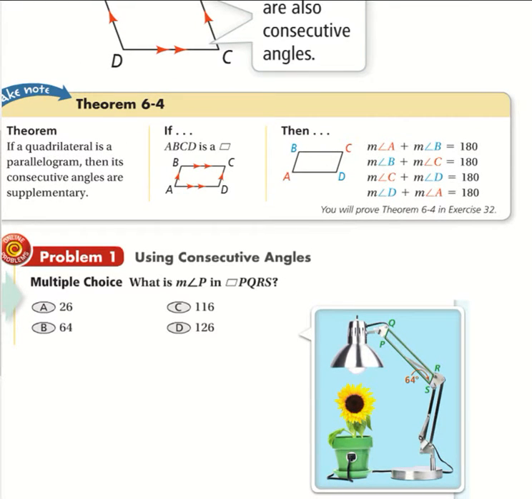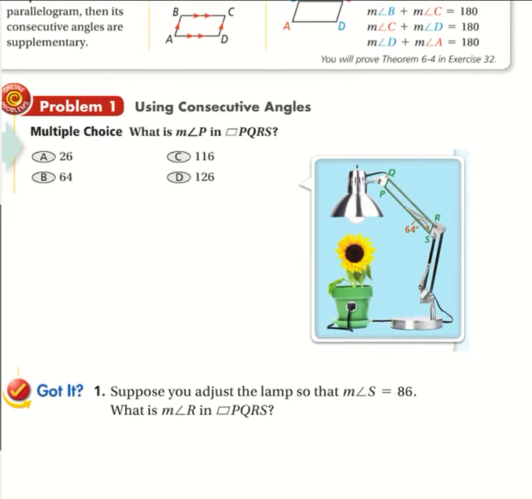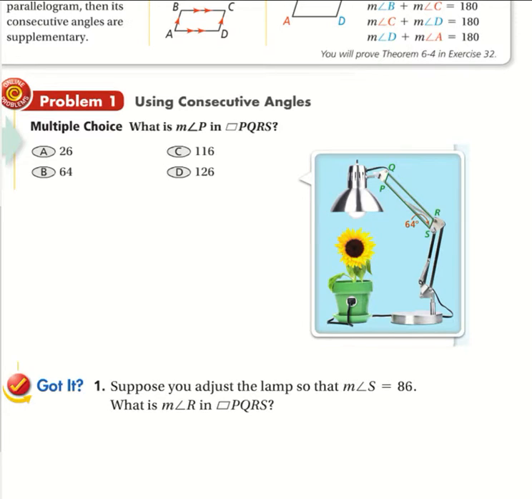It says, if a quadrilateral is a parallelogram, then its consecutive angles are supplementary. So that's saying that A and B combined together are going to be 180. B and C are going to be 180. C and D are going to be 180. And D and A are going to be 180 degrees. So if we look at that in this picture right here, we have a lovely parallelogram right in there. It's kind of hard to see.